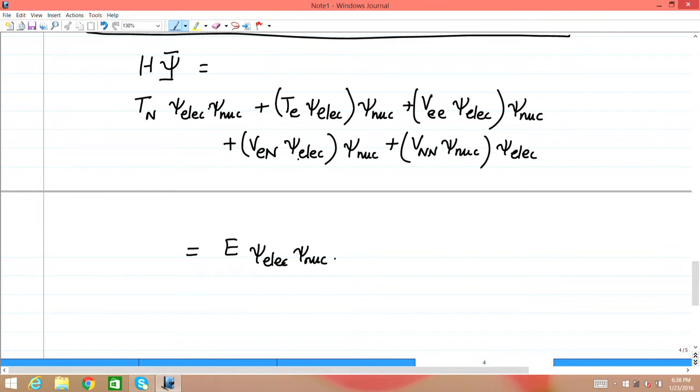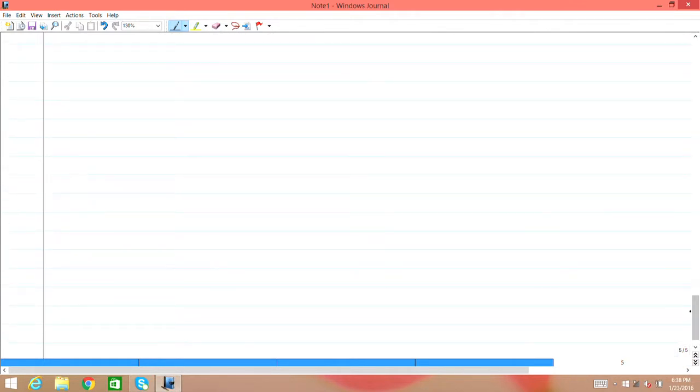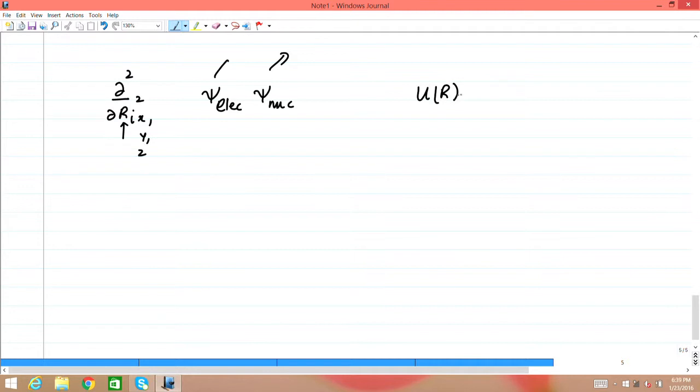What about the Tn psi electronic psi nuclear? The crux of the approximation is there only. Tn, please remember, contains the derivative operator dou square dou Ri square, x, y, z if you wish to. Therefore, when it acts on psi electronic and psi nuclear, remember both of these are dependent on the nuclear coordinates. So, the derivative acts on something like a function u of r, v of r. If you want to write this specifically Ri. So, dou square by dou Ri square.